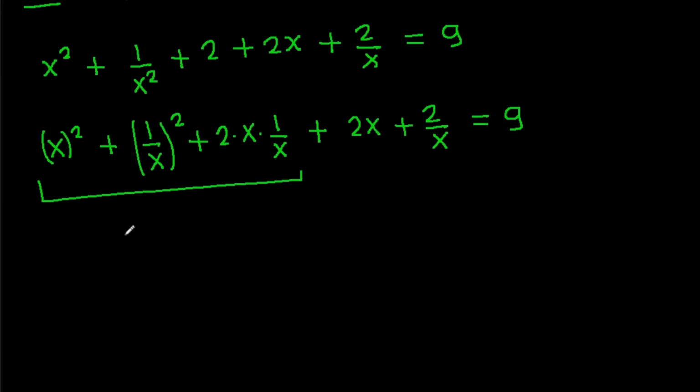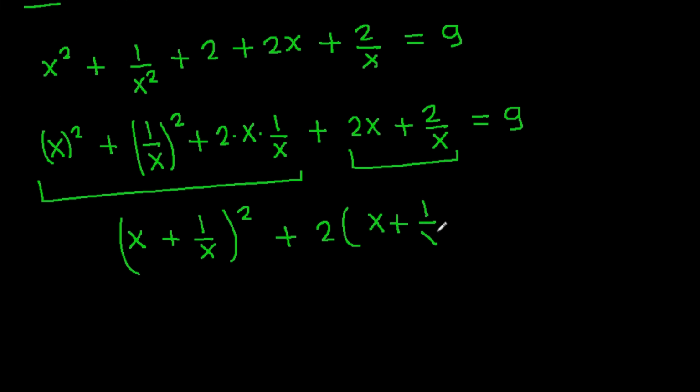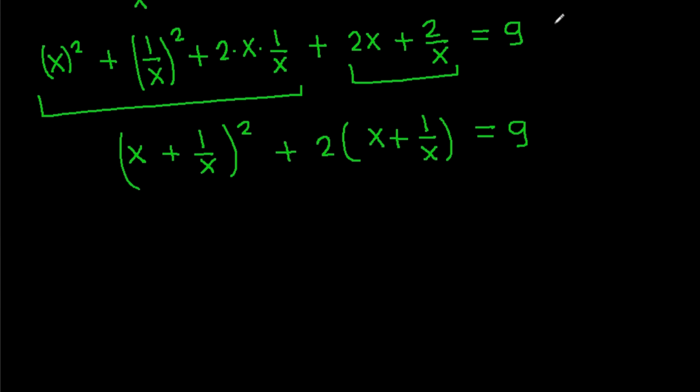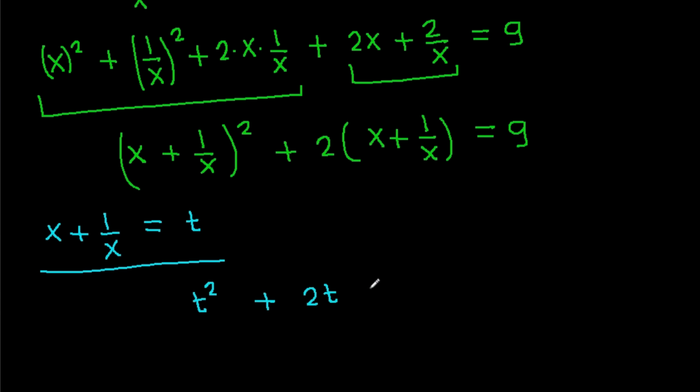And this will be equal to x plus 1 by x whole square plus, and here we can take 2 common, and it will be x plus 1 by x, that is equal to 9. And now if we take x plus 1 by x is equal to t, then it will be t square plus 2t is equal to 9, and it is t square plus 2t minus 9 is equal to 0.